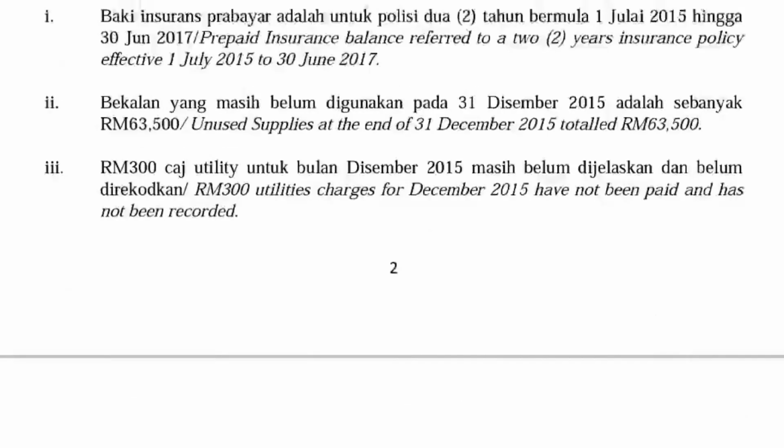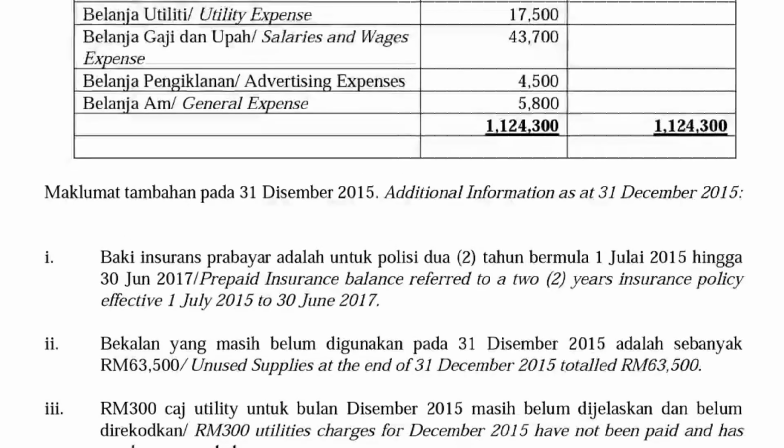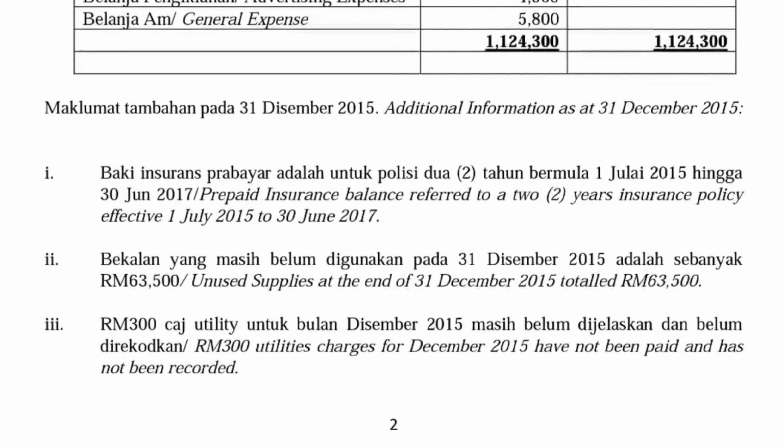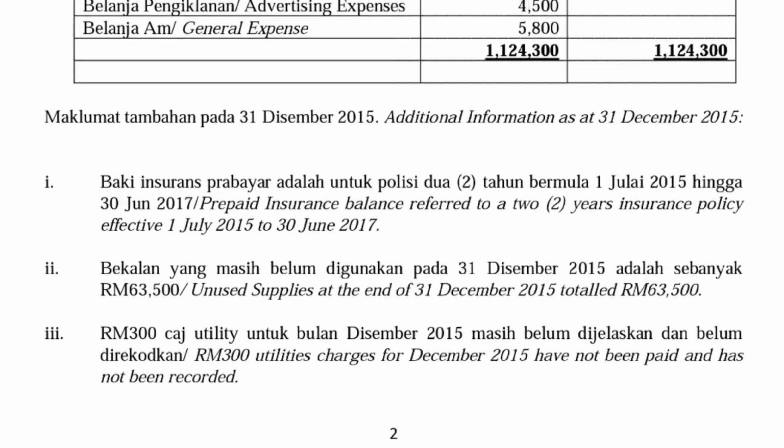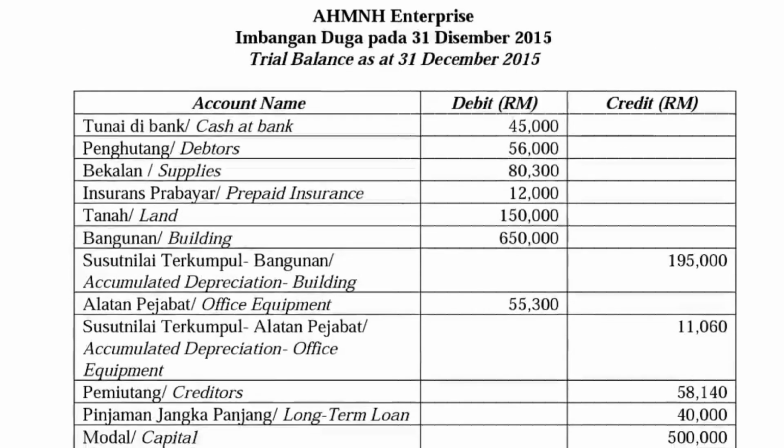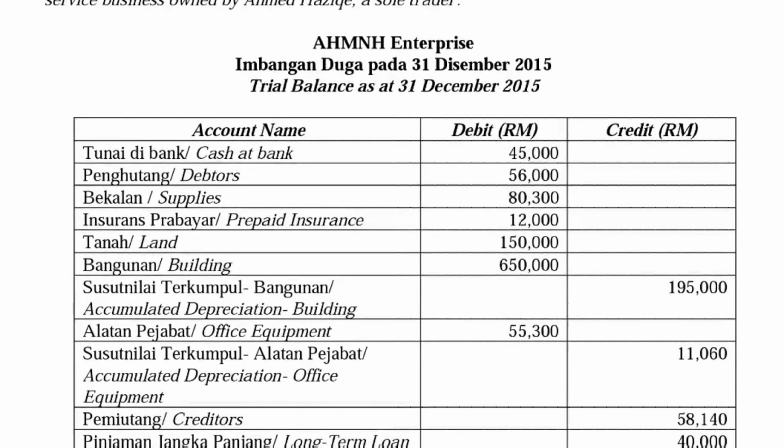I will show you. This is very important. You have to do the adjusting entries correctly, and then after that you can do the adjusted trial balance, and you can prepare the income statement and balance sheet. If you do something wrong in these adjusting entries, then you will not get a correct income statement and balance sheet. So let's see. I have shared this question with you before.